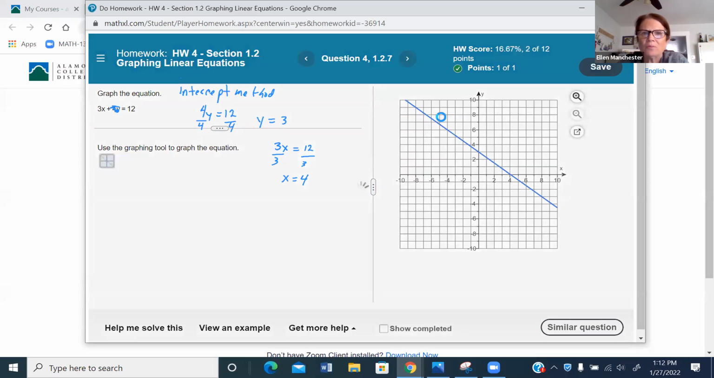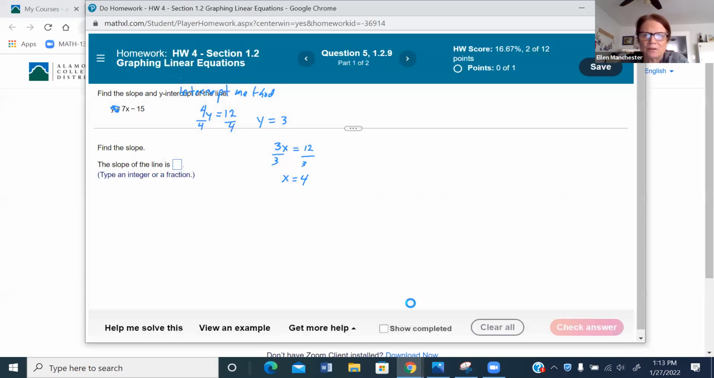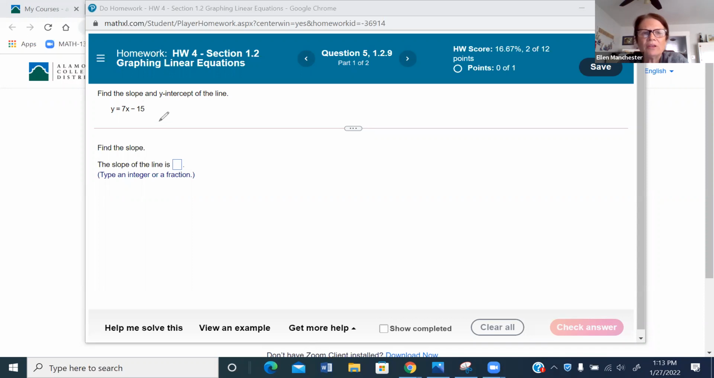Okay, now let's try it one more time. Let me erase my writing. Okay, so now you can see we're in the slope and y-intercept. So it's y equals mx plus b again. So we know how to do this. Now this is just asking for the slope and the y-intercept. I'm not asking you to graph it. There's no graph, there's no graphing tool. It's just asking you to give me the slope and the y-intercept.